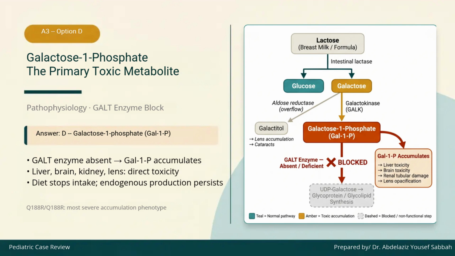In the Leloir pathway, dietary lactose is split into glucose and galactose. Galactose is converted by galactokinase into galactose 1-phosphate. The next enzyme, galactose 1-phosphate uridyltransferase, is absent or deficient in classic galactosemia, so this step is blocked. Galactose 1-phosphate then accumulates and causes direct toxicity to the liver, brain, kidney, and lens. Importantly, even when dietary intake stops, the body continues to produce galactose internally, so accumulation persists. The genotype Q188R in the homozygous state produces the most severe accumulation phenotype.